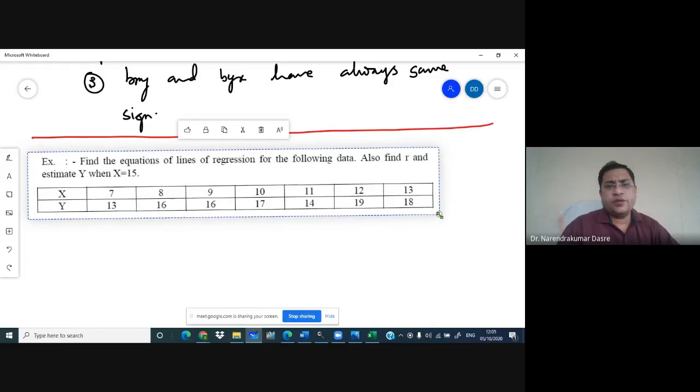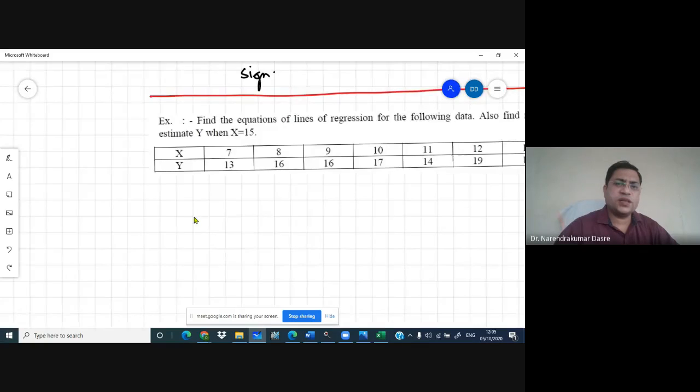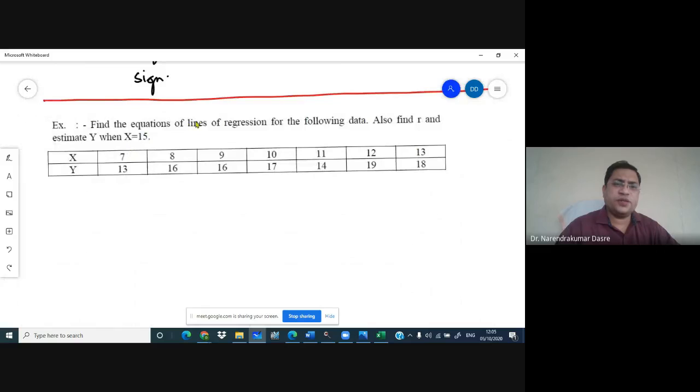So here, what is the question? We have to find the equations of lines of regression. When it is said lines of regression, that means we have to find both, for the following data. Also, we have to find the value of R, and then estimate what Y is going to be when X is 15. So X will be here somewhere. So this is the predictive model.